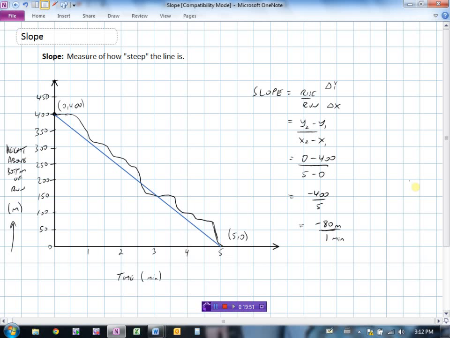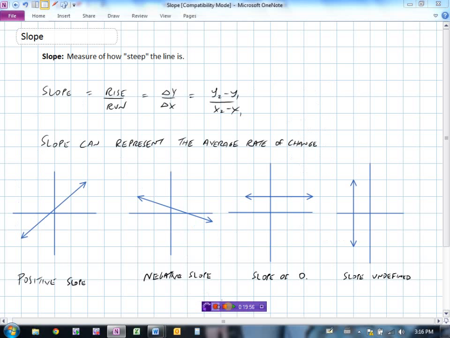So let's just summarize those concepts of slope here now. Slope is a measure of how steep the line is. We can find the slope of a line by calculating the rise divided by the run, or the change in the y values divided by the change in the x values, which is really just y2 minus y1 over x2 minus x1. If we have a word problem, the slope could represent the average rate of change, just like the skier or the snowboarder going down the slope.